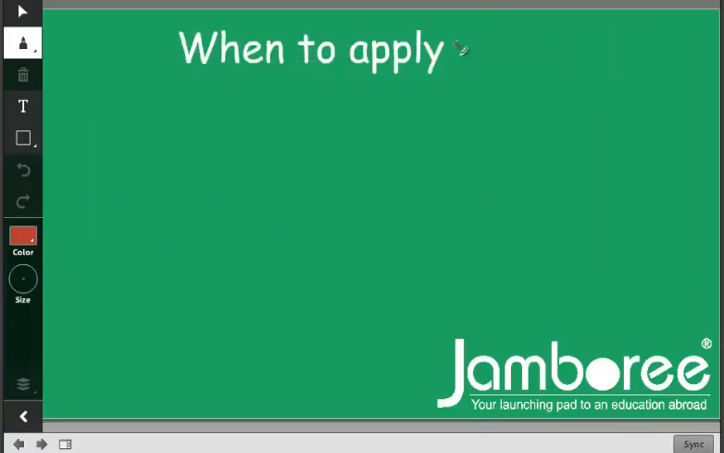Now, one very important part of the application strategy is when to apply. I hope you are aware of the different rounds of admission, round 1, round 2, etc. If you are not aware, in business schools there is not just one deadline, right? They will have different deadlines: a round 1 deadline, a round 2 deadline, a round 3 deadline.